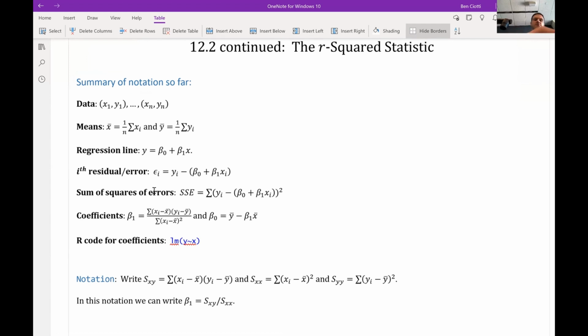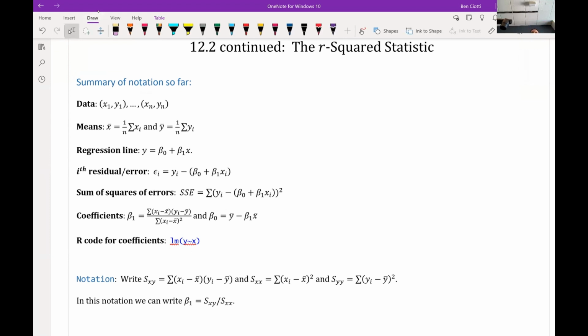To be clear, here's our notation so far. And I apologize because the notation is going to get kind of rough. Like there's going to be a bunch of different new definitions and terms. Our data set is denoted x1, y1 through xn, yn. The mean of the x values is, as usual, denoted x bar. The mean of the y values is, as usual, denoted y bar.